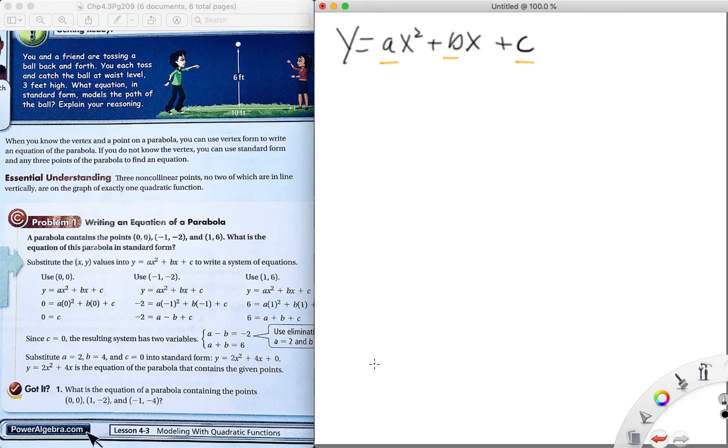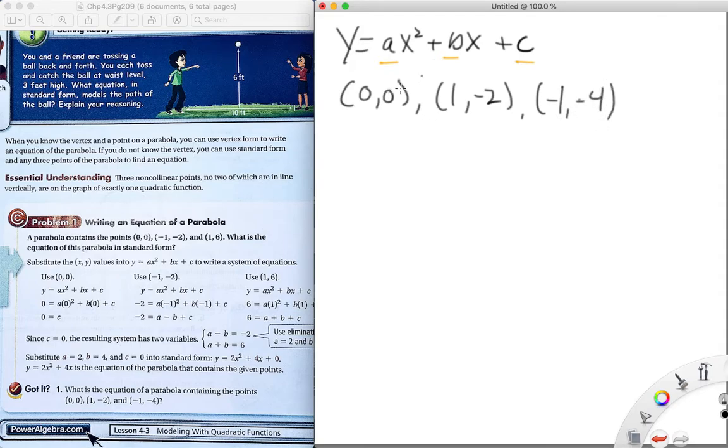So in order for us to solve for a, b, and c, we have to have 3 separate equations, a system of equations. And the reason why we need 3 is because we have 3 unknowns. For every unknown that you have, which is in this case a, b, and c, we need an equation so we can solve for each one, essentially one at a time. So in the problem, they give us 3 points. They give us 0, 0. They give us 1 and negative 2. And they give us negative 1 and negative 4.